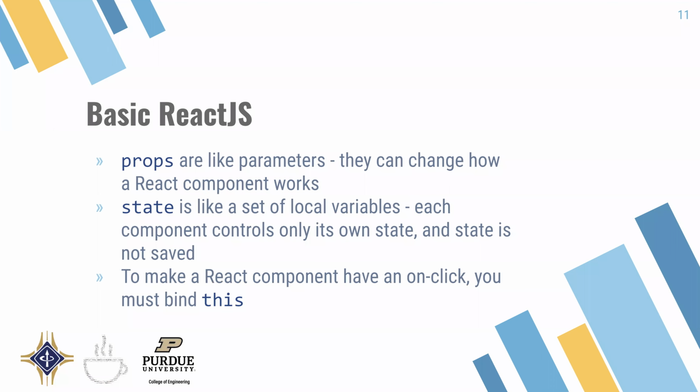And some basic ReactJS stuff. Props are basically like parameters, the arguments you pass into components from your main JavaScript file, which is usually your app.js file. And state variables, they're kind of like local variables. You define them within the component, and then you use the values inside the component. They can't be taken outside.